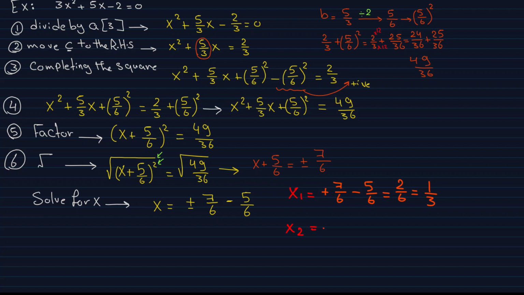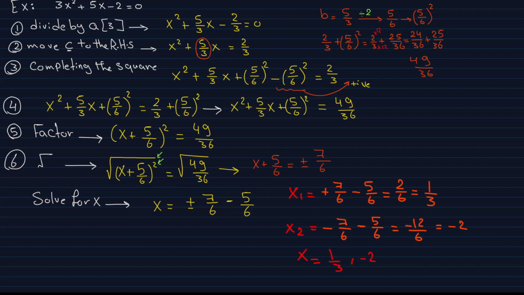And from the next one, we're going to have negative 7 over 6 minus 5 over 6, which is negative 7 minus 5, negative 12 over 6. Simplified, you will get negative 2. X will be equal to 1 over 3 and negative 2.